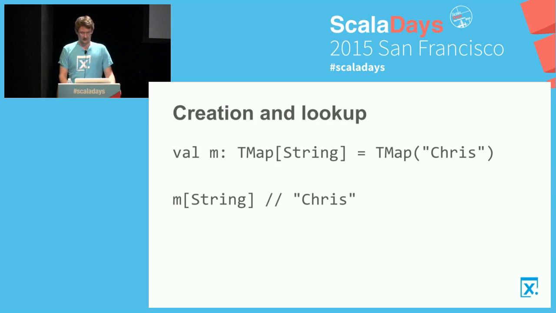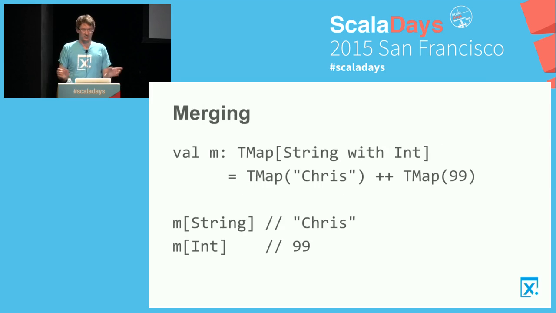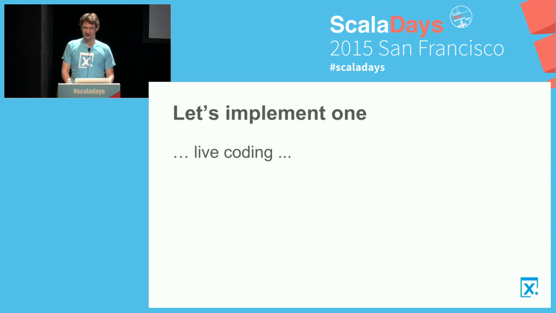Well, the simplest thing you can do is this. You create a new T-map, you throw an object in there, then it becomes a T-map of the type of this object, and then you can get it back out. It's a map. The next thing you can do is compose them. So here we throw a string in, and we put an int in, and then we get one that has a string and an int, and then we can get both of them out. Let's implement one.